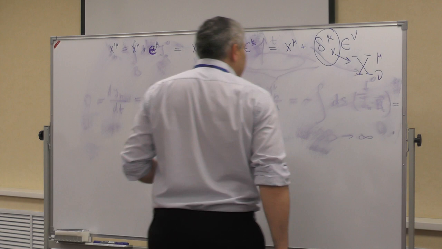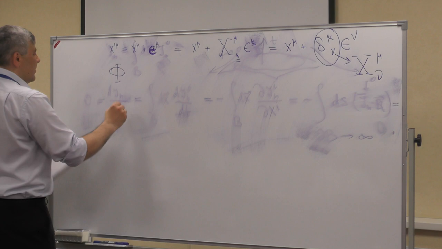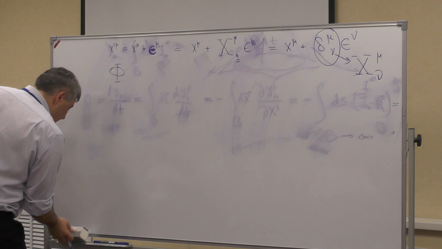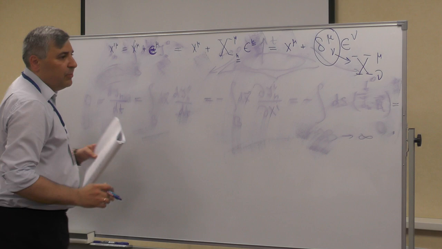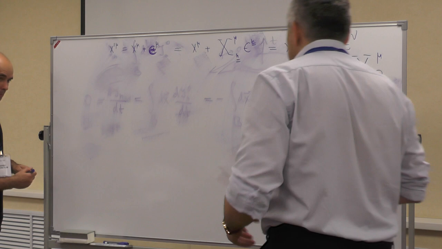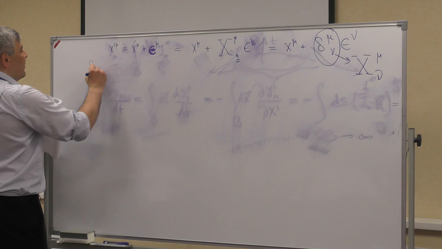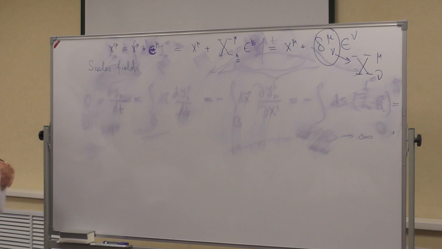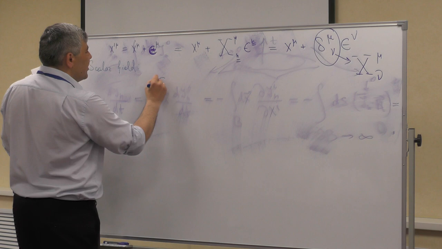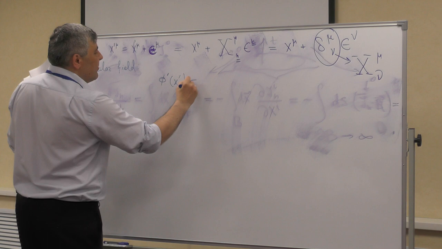Since I'm not transforming fields, at a certain point I have to identify the nature of the field I'm talking about. I would like to compute the corresponding Noether current for the case of a scalar field, a single scalar field. A scalar field is an object which, by definition of what we call scalar, under coordinate transformations transforms in the following way: phi prime of x prime is equal to phi of x.